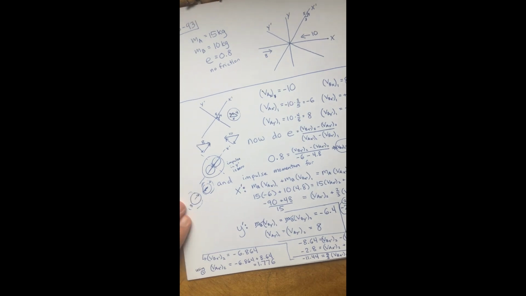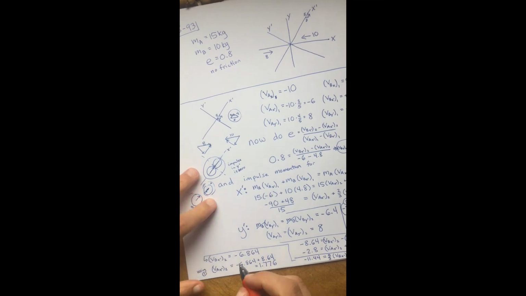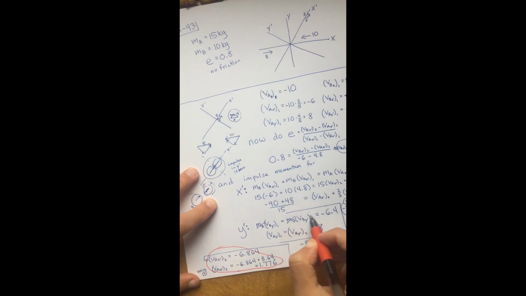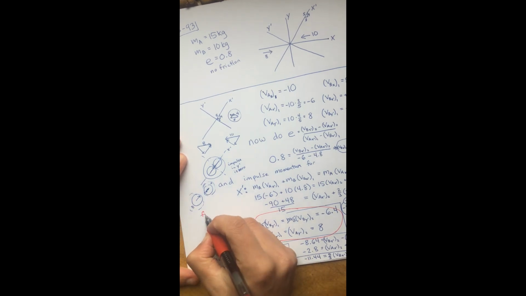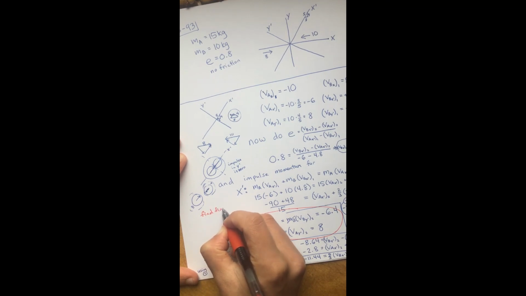Okay, so now I have my components for the velocity. Here are my x prime components, and then here I have my y prime components. I was asked to find the final speeds. Now I could use the components to find the angle that each puck goes off at by taking the inverse tangent of y prime over x prime. So I don't need to do that, but I could if I needed to.